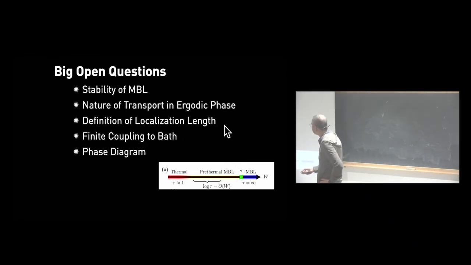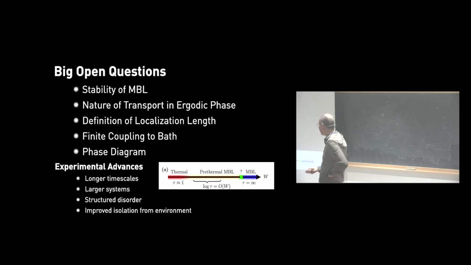As I said, with this localization length, there are of course very different notions of localization length in MBL, and I think the best one comes from the size of the L-bits, the effective size of the L-bits. As I showed you, this finite coupling to the bath is interesting by itself, but it's also super important because any experiment will always have this. So we need to understand that, and we need to understand at what timescales it affects the system.